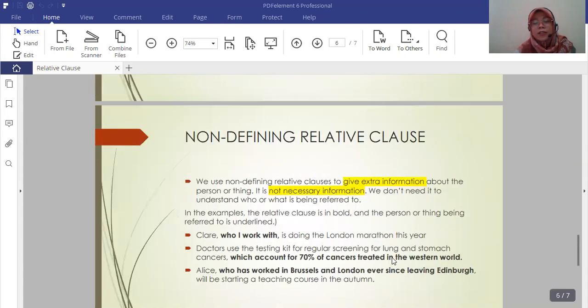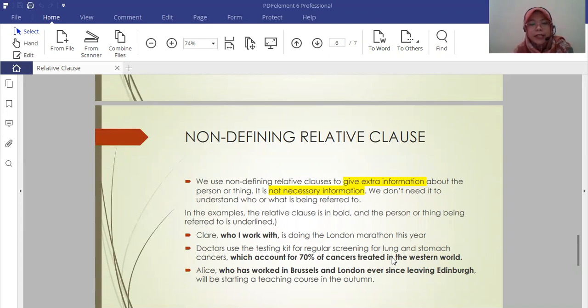A non-defining relative clause is the opposite. It gives extra information about the person or thing. It is not necessary information. So if you do not use this non-defining relative clause, your sentence is still okay, still fine, it still makes sense, because we do not need it to understand who or what is being referred to.